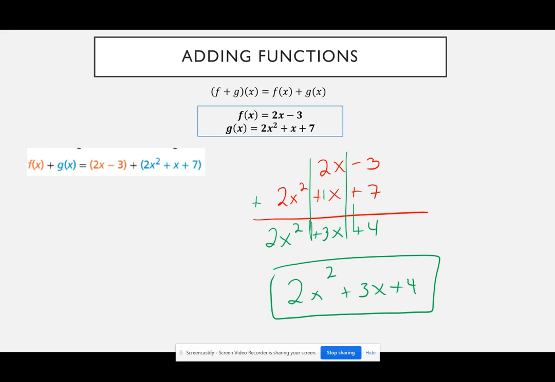Now you can also do it the horizontal way. That's fine. Just make sure that you are again combining like terms. In this case, our biggest one by degree is the x squared. There's no x squared on the left, but there is one here on the right, so that's where the 2x squared comes from. Then the 2x gets added to the x to make the 3x, and negative 3 gets added to the 7 to make the positive 4. So you'll get the same answer either way. It's personal preference, but I do know when we did this in class, a lot of you preferred to set it up vertically.